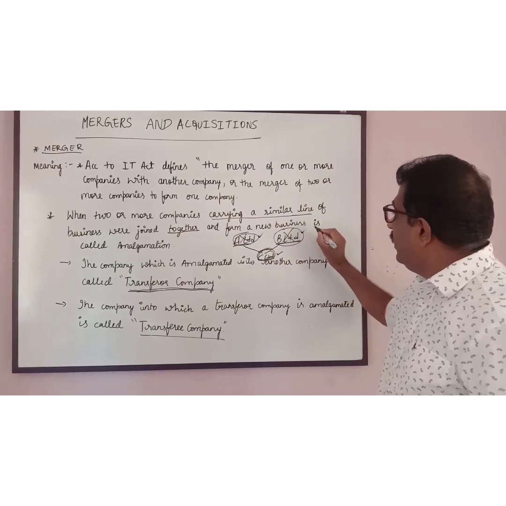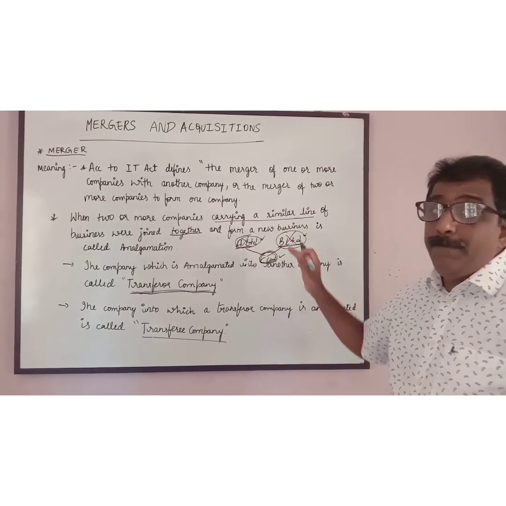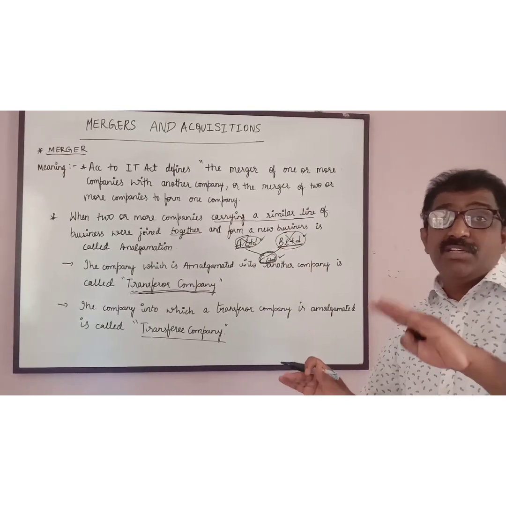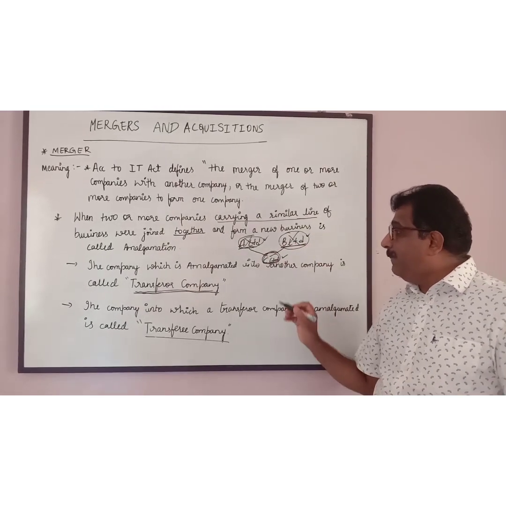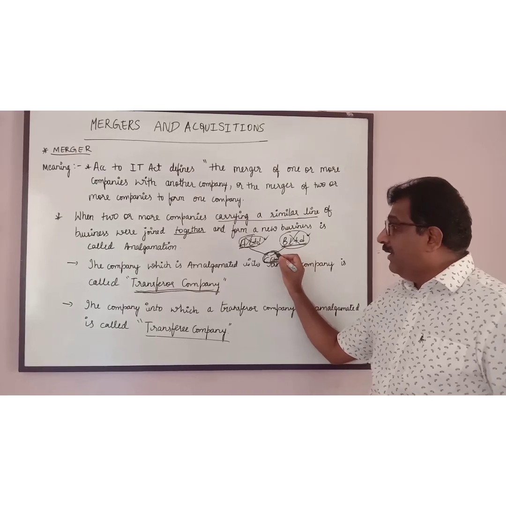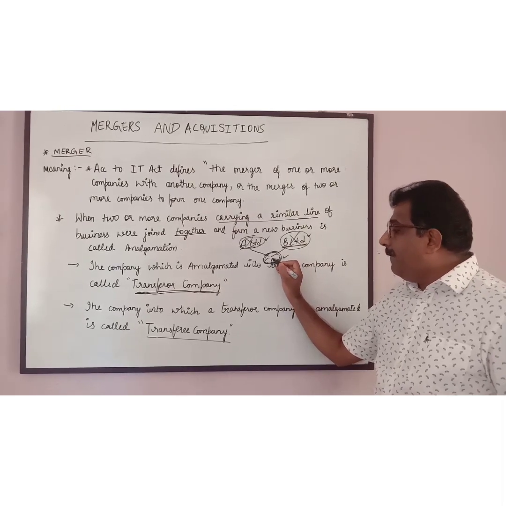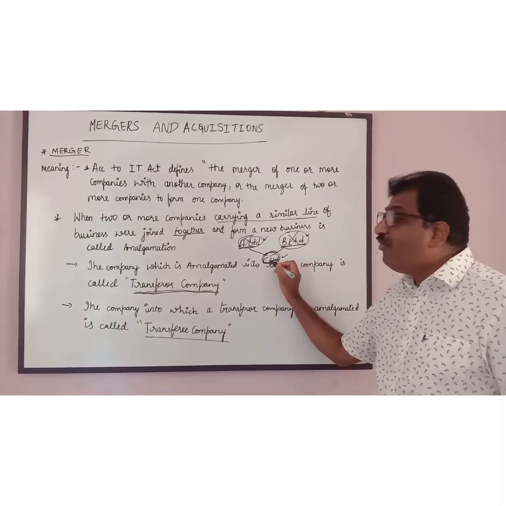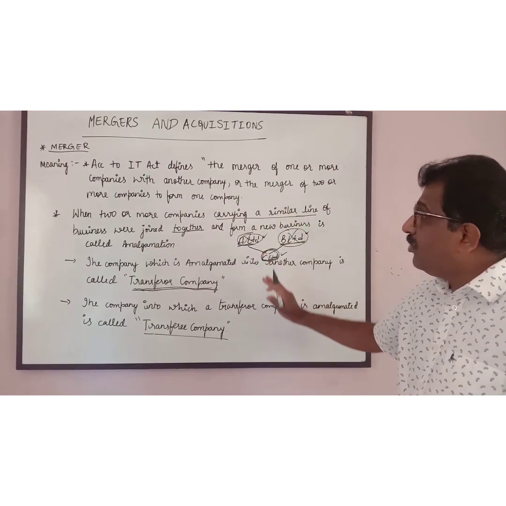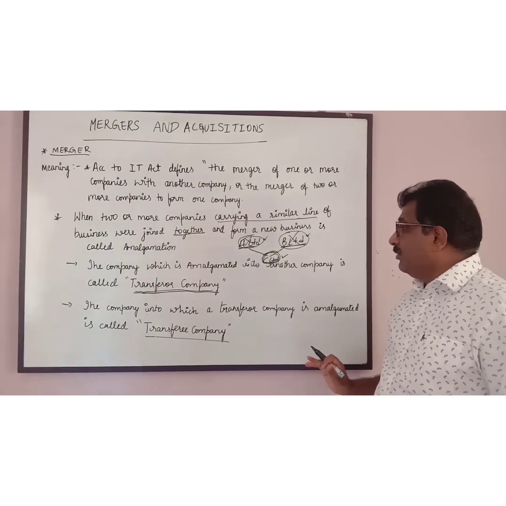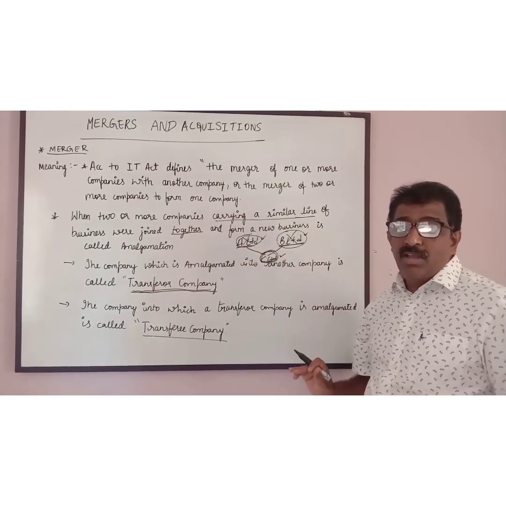A Limited and B Limited, which are liquidating. The companies which are getting liquidated by transferring all their assets and liabilities are called transferor companies, and C Limited is the transferee company. C Limited, a newly formed company, is called the transferee company. So, this is about amalgamation, the meaning and definition of amalgamation.